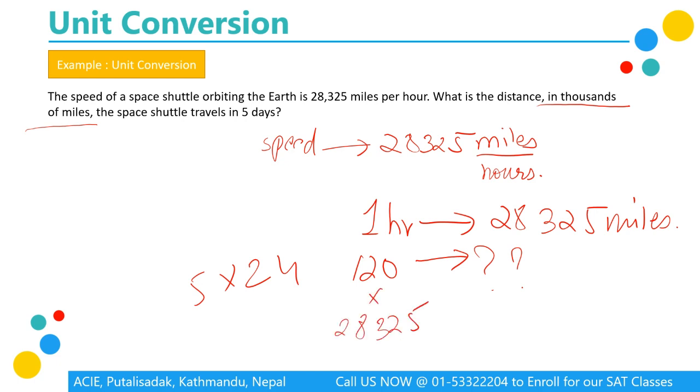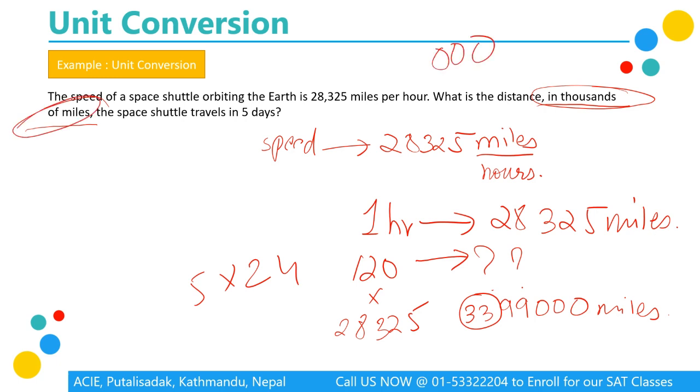28325 miles. So 120 into 28325 miles, which is going to give us 33,99,000... it is 33,99,000 miles. But what over यहाँ के भनेको छ भन्दाखेरि what is the distance in thousands of miles? Thousands भन्ने बित्तिकै it means 3 zeros, right? So we have to cut the last 3 digits over here.